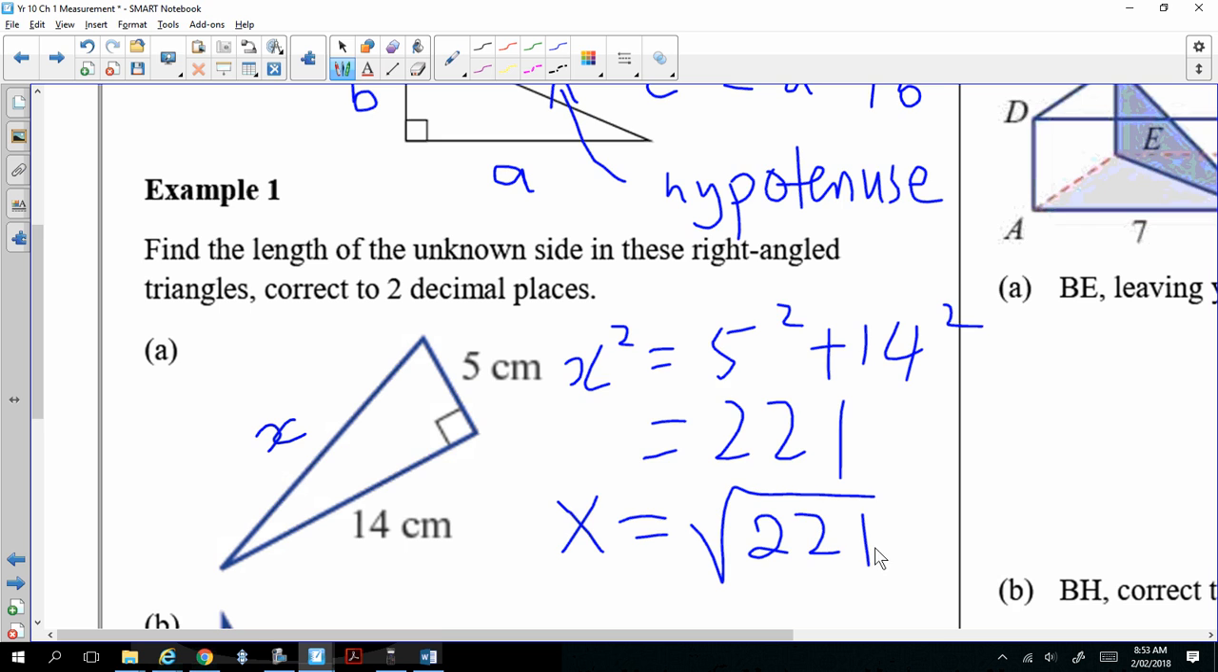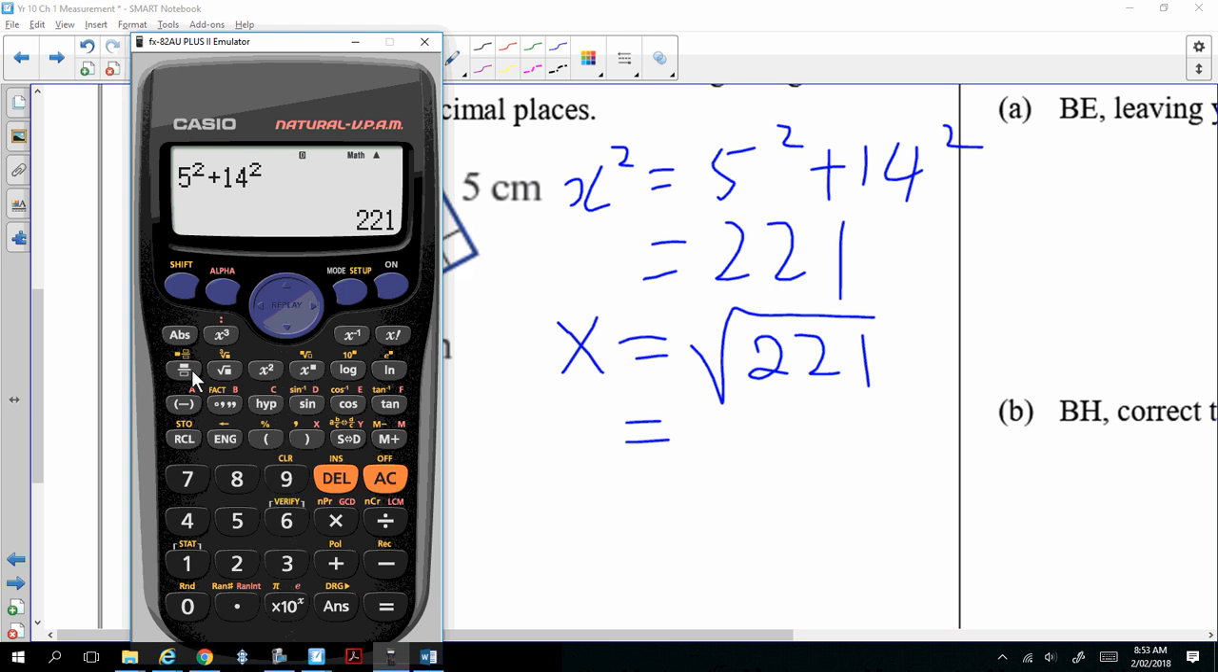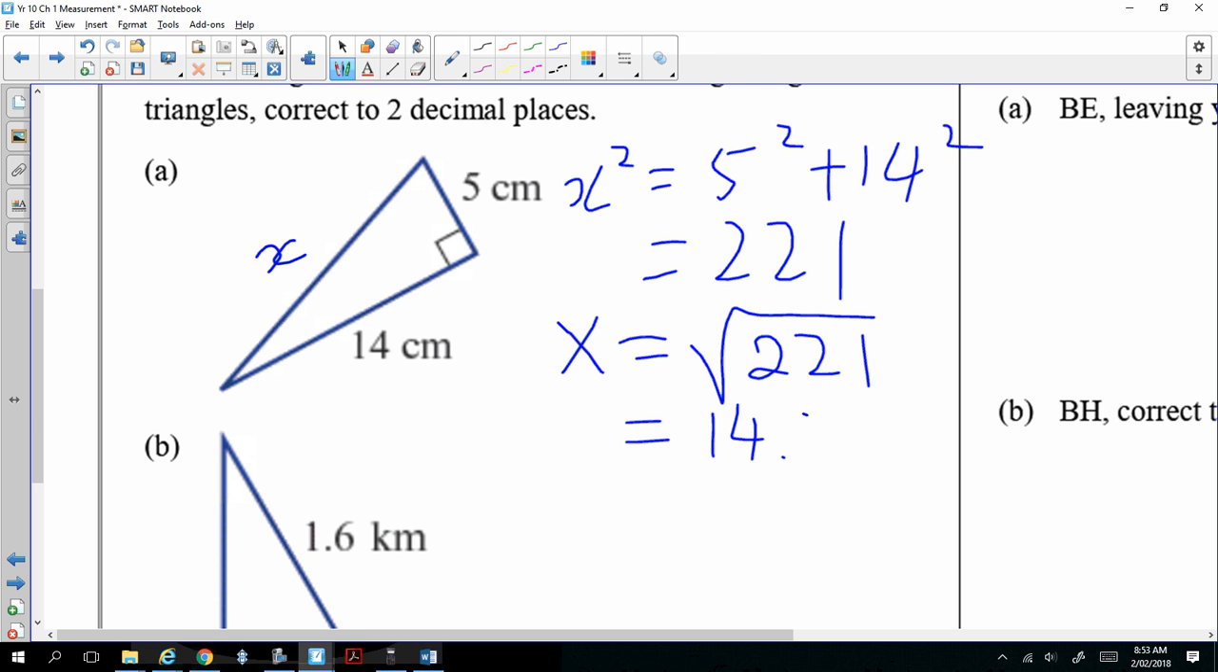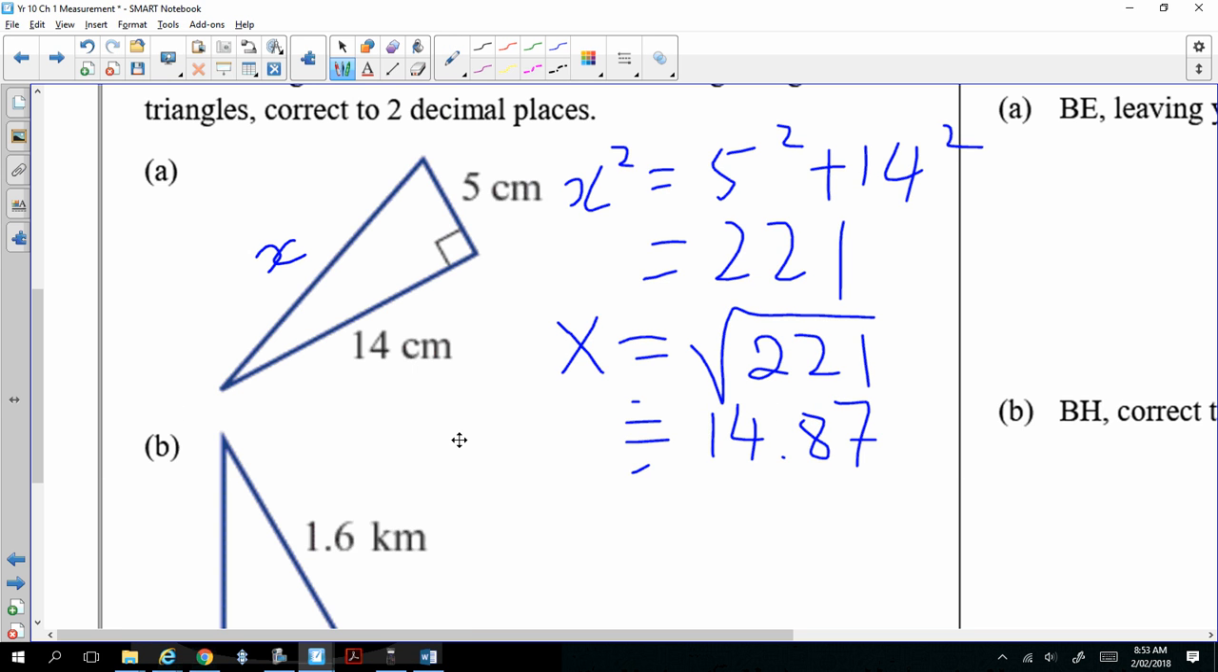Make sure you show working in your book. These are the working. You can't just write one answer. Correct to 2 decimal places, so you just write the square root answer like that. 14.87. Remember to use the approximately equal symbol. Okay, any questions?